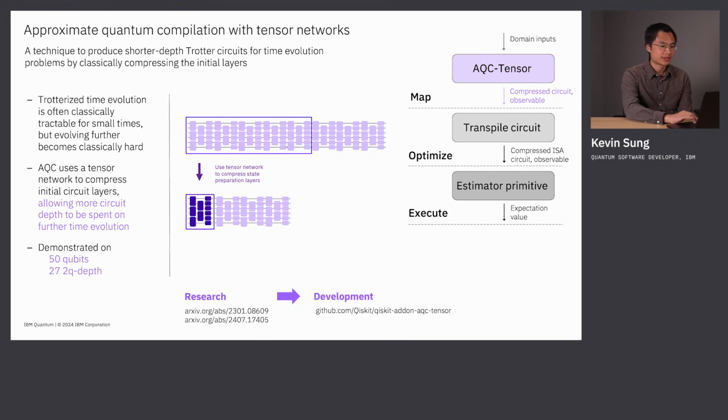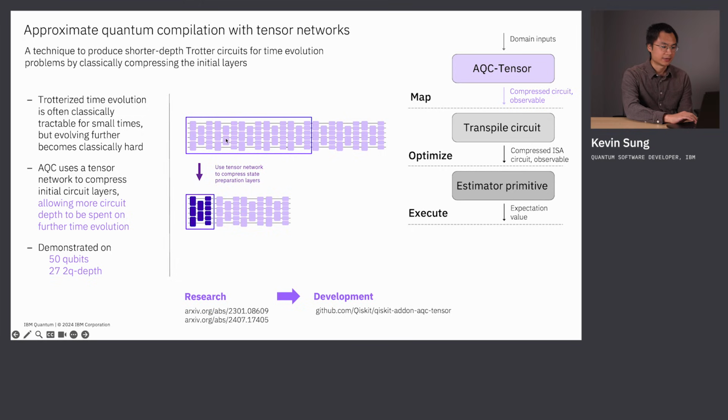Hey everyone, so now I'm going to give you a brief tutorial on approximate quantum compilation with tensor networks, and this is a tool that we've developed into this Qiskit add-on, which we call AQC Tensor for short. And again, here are some research papers that you can read about the technique, and here's the link to the GitHub.